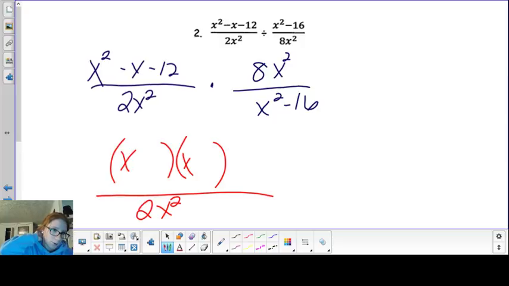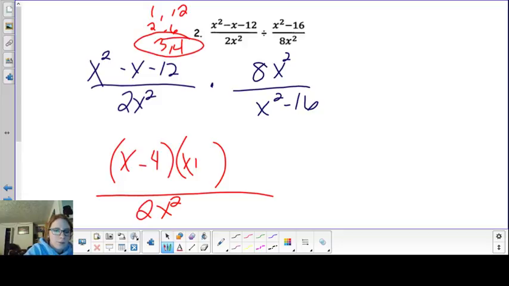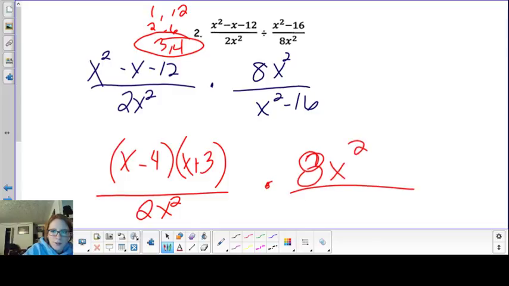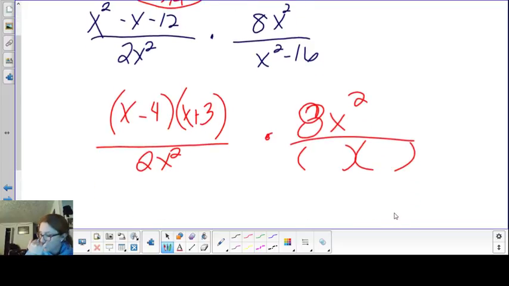So x and x multiply to x squared, multiplies to negative 12, adds to negative 1. We got 2 and 6. We got 3 and 4. Which of those pairs are going to give me a negative 1? That guy. So I want a negative 4 plus 3. Again, my 8x squared is not really going to factor. There's nothing going on with it. He's up there all by himself.